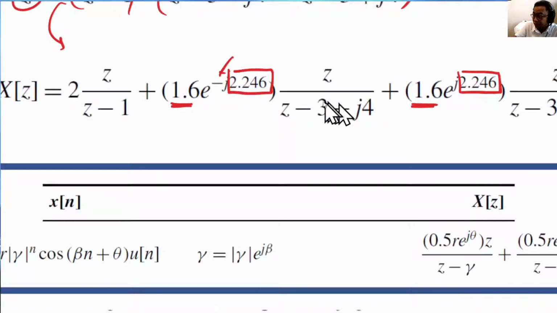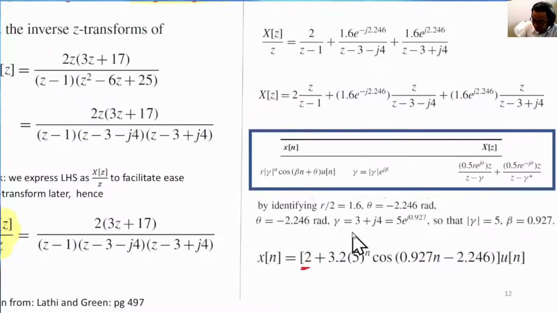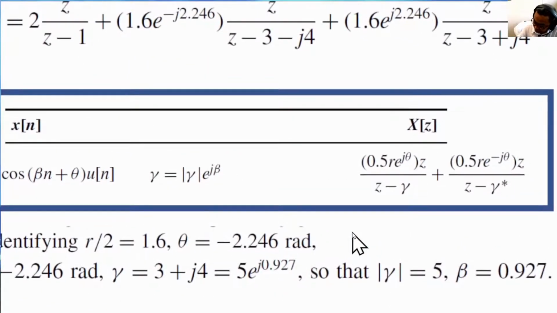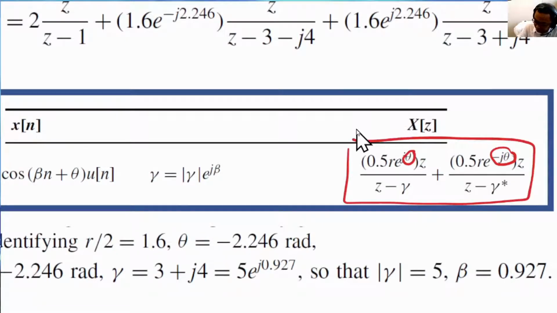angles on the numerator. Now the lookup table also looks the same. You realize that it has an angle here and a minus angle here. Okay, so it's expecting this form. If you don't have this form, you can't use this X of z to get back the x of n.